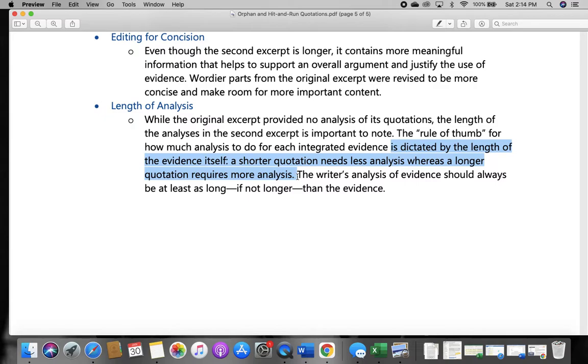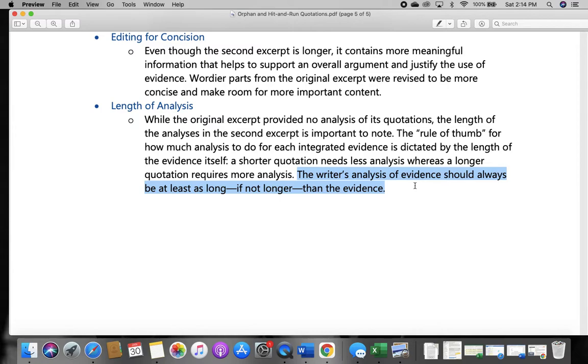It's just common sense. If you give me a 100-word quotation and a 1-sentence analysis, obviously that's a problem. That's called source dependency. That's a different issue. The writer's analysis of evidence should always be at least as long, if not longer, than the evidence. So yeah, and that's in order to balance your voice, because you don't want to fall into the territory of source dependency. So you always want your voice to be the dominant voice.